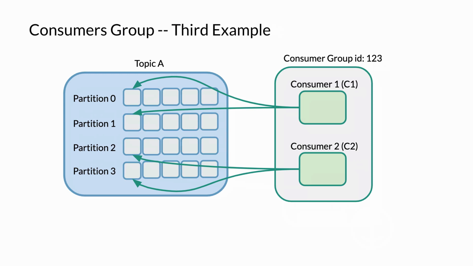Third example, what happens if it's easily divisible? We'll see this example as well in the demo, where each consumer will have the same amount of partition reading or processing workload, as shown in this diagram here. Consumer 2 reading from partition 2 and 3.